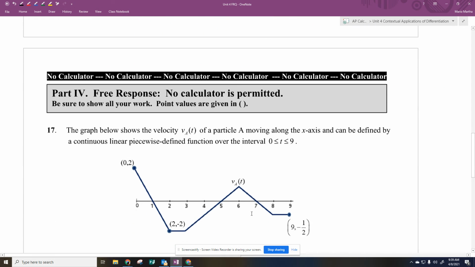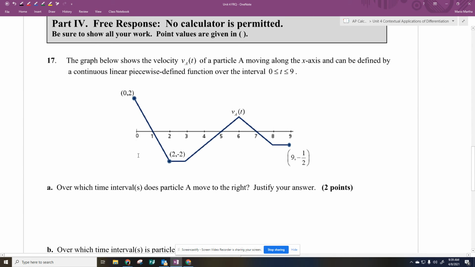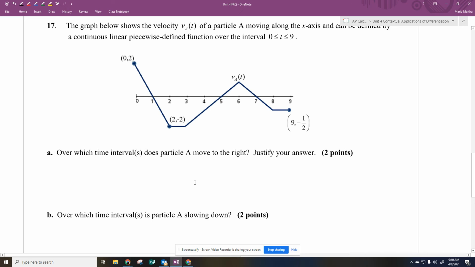Okay, now let's look at the next problem. Problem 2 says the graph below shows the velocity v sub A of t of a particle A moving along the x-axis, defined as a continuous piecewise linear function over the interval t between 0 and 9. Over which time intervals does particle A move to the right? Justify your answer. You're looking at the graph of v sub A of t. It's moving to the right whenever this is positive. So I can say between 0 and 1, because it crosses the x-axis right there, and between 5 and 7. And that's about it.